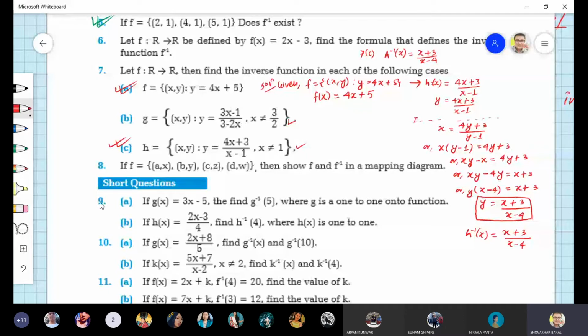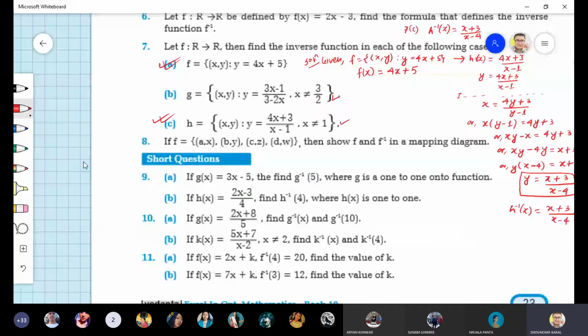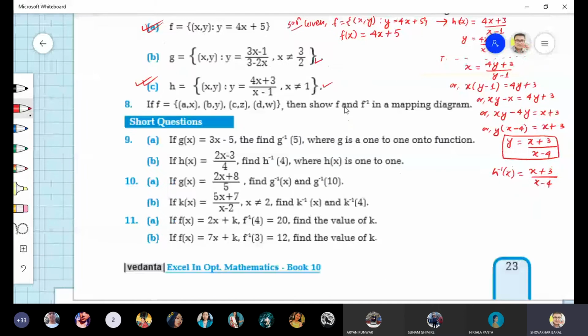I think you may not have a problem in question number 8, since the question asks you to show it in an arrow diagram. f is already given there. f inverse you need to find, and you need to show it in an arrow diagram. Find both f and f inverse in a mapping diagram. First show f in the arrow diagram, and later f inverse. Just interchange the sets of the function.